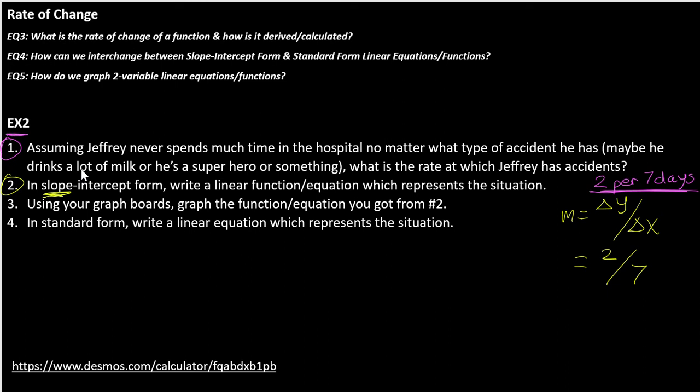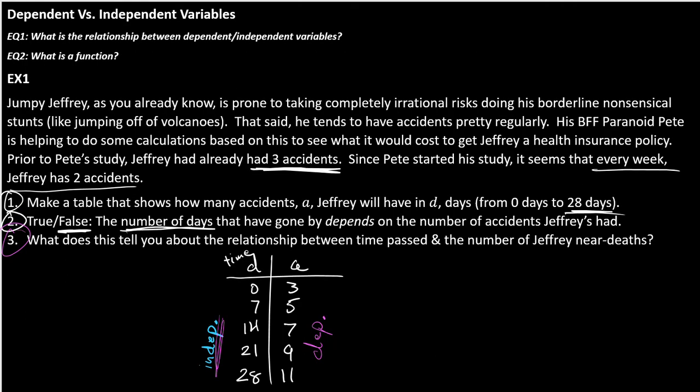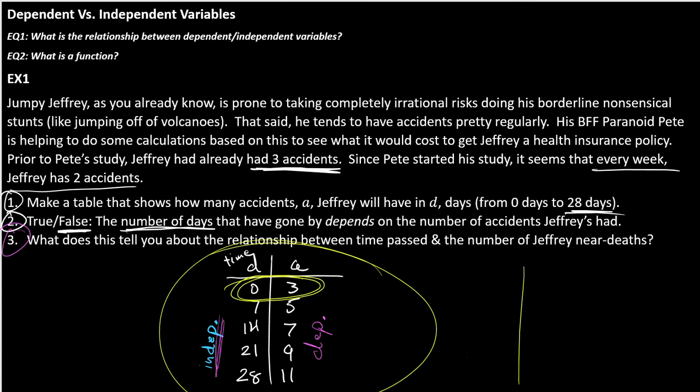So if we're going to write a linear function relative to this problem, we've got to go back to our table here. This is important right here. So this is our days, right? And at 0 days, we already have 3 accidents. So this is our first point on the graph. And then from here, at 7 days, at 14, and so on, we get higher and higher, all the way out here up to, we'll call this, 11.